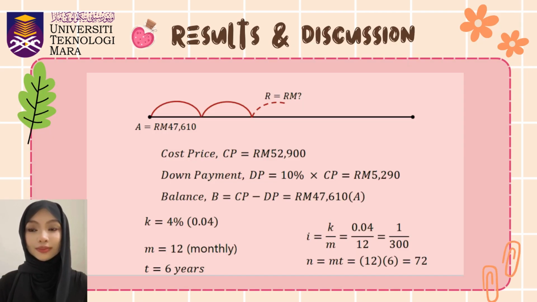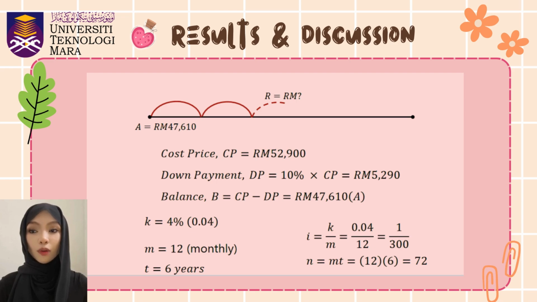Result and discussion. Here is our timeline. A equals RM47,610. R equals what? Cost price CP equals RM52,900. Down payment DP equals 10% multiplied by CP, equals RM5,290. Balance B equals CP minus DP, equals RM47,610.